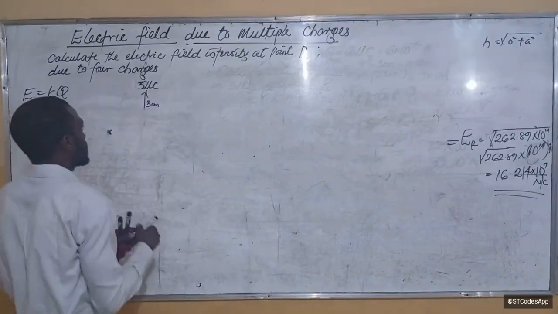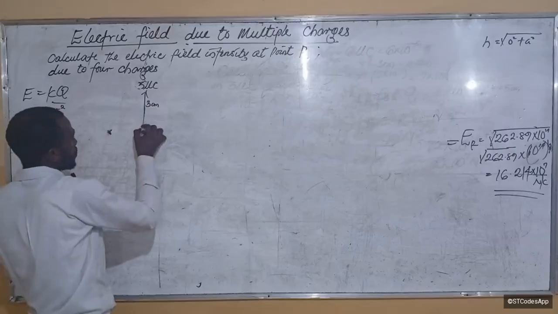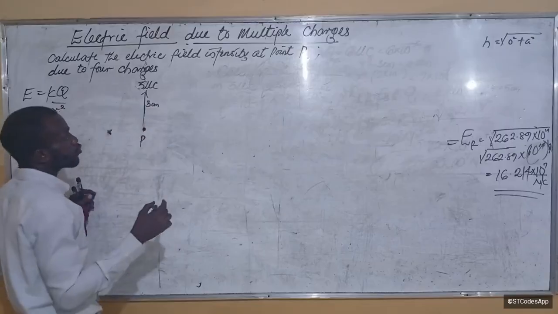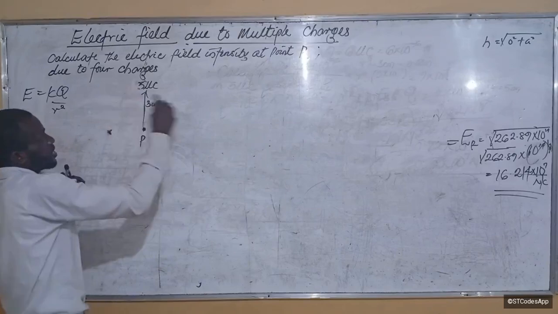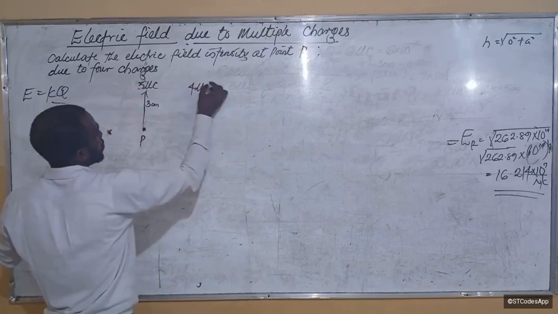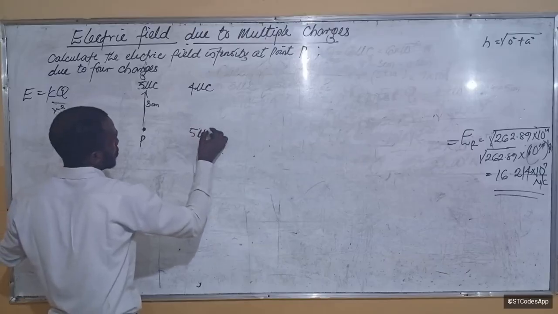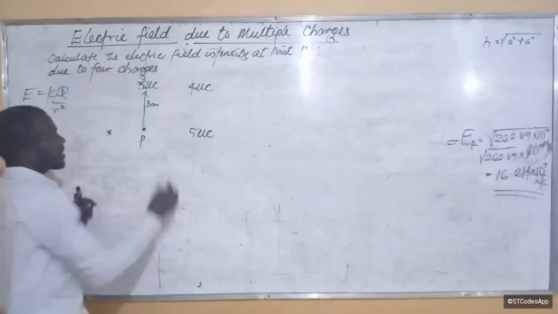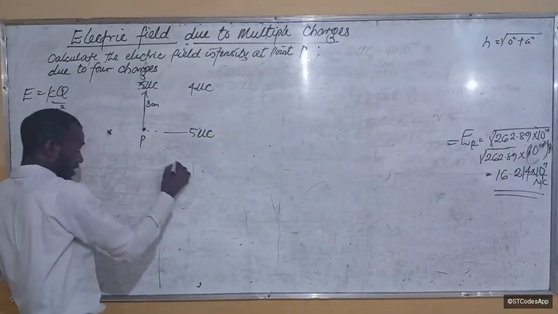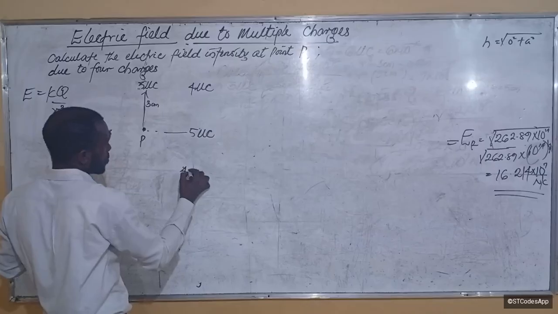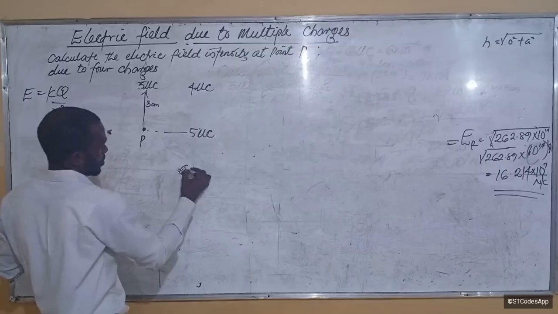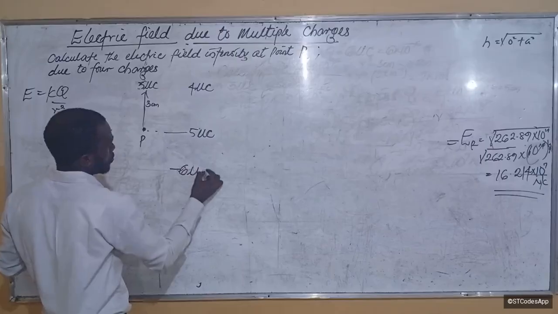Let's say I ask you to find the electric field intensity at point P here, due to 3 charges. Let's say there's a charge here, there's another charge here, 4 microcoulomb, there's another charge here, 5 microcoulomb. Okay, now look at this one now. Let's say we now put another charge here, let's say negative 6 microcoulomb.